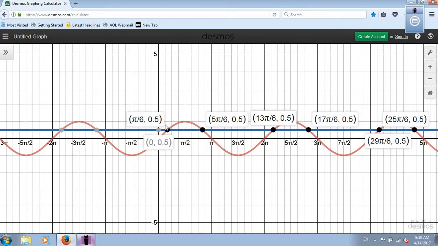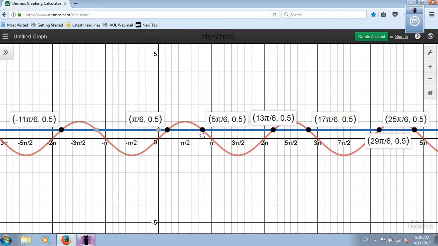So what we can do is describe pi over 6, because that's the first answer from 0 to 2 pi, and then how it repeats every 2 pi. But notice it not only repeats when you add 2 pi, or add another 2 pi, it also repeats in the negative direction. You can also start from pi over 6 and subtract 2 pi and get another answer.